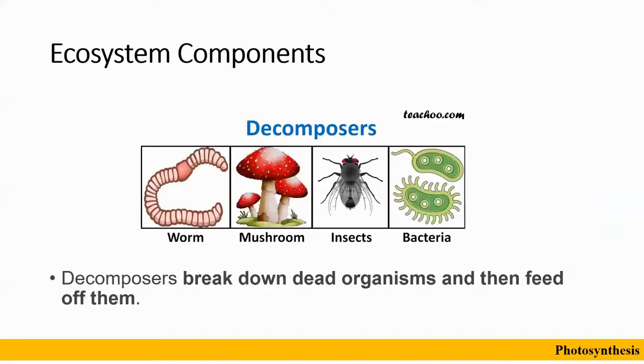Another ecosystem component is the decomposers. These organisms feed on dead things such as leaf litter and wood, animal carcasses and feces. They are very vital in the ecosystem in the sense that they help clean up these dead organisms. And you can imagine how the ecosystem would be without decomposers. So they are very important in the ecosystem.